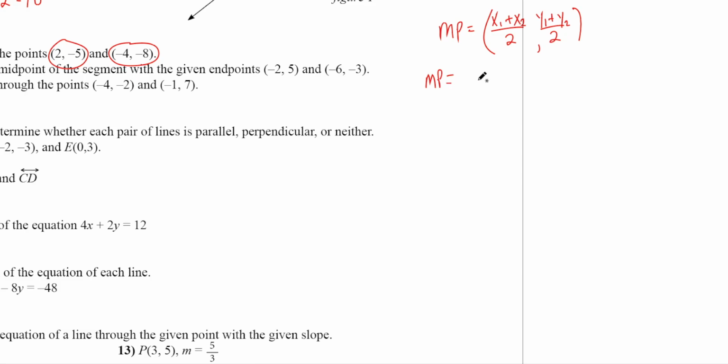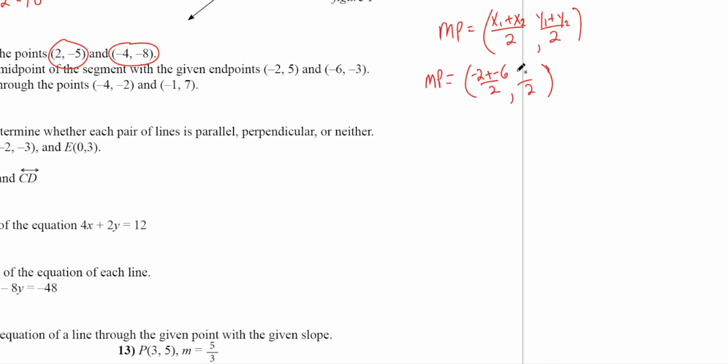So midpoint equals, I'm going to do this again, comma, put this over 2, put this over 2. Now I can actually put the numbers in. So here's my numbers. What am I going to do with the x's? I add them together. So it's -2 plus what? -6. Now let's add the y's together.